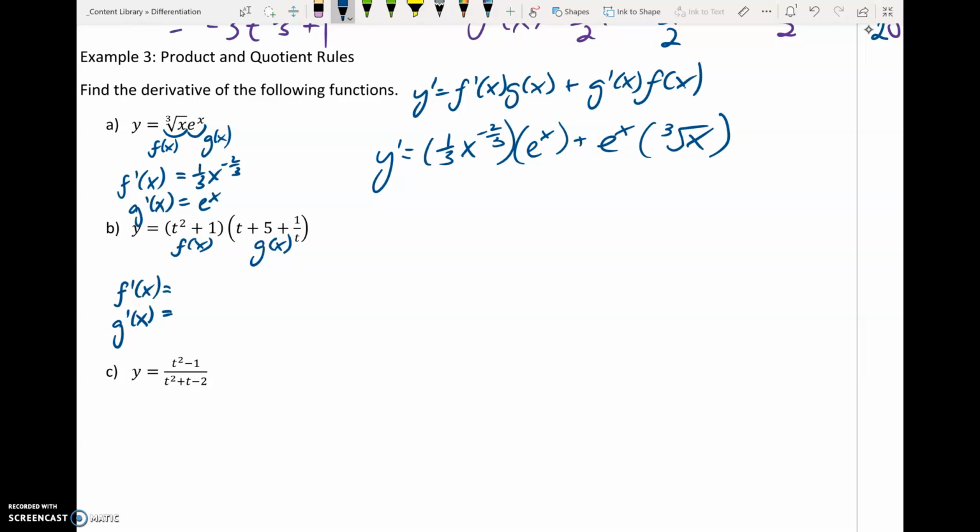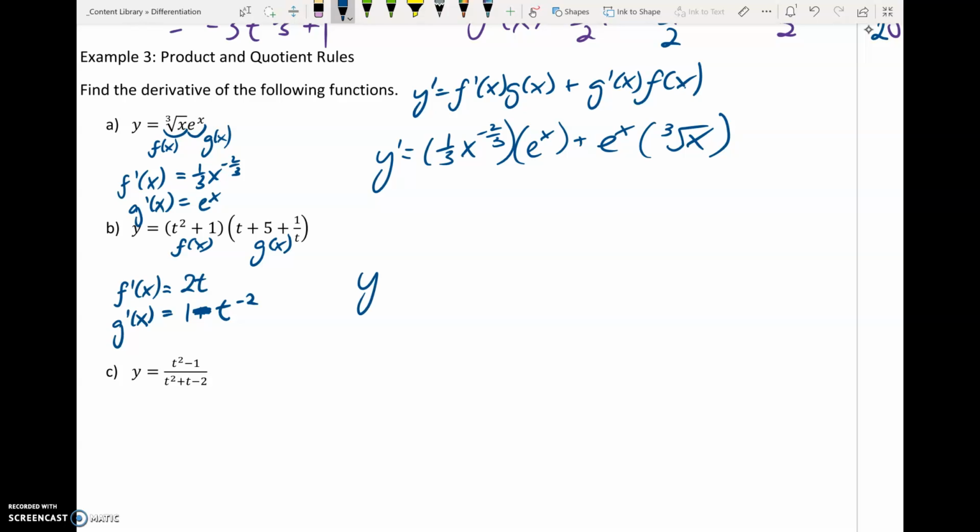So our f of x, the derivative of f of x is going to be 2t by using our power rule. And then g of x is going to be 1 plus, 5 is going to be gone because that's 0. If we take the derivative of 1 over t, that's the same thing as saying t to the negative 1. So that means I have to bring a negative 1 to the front. And then minus 1 from negative 1, which is negative 2.